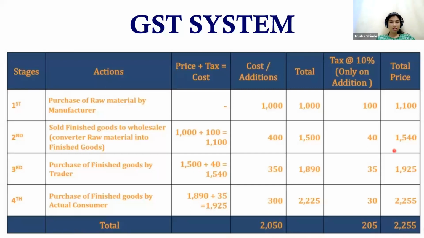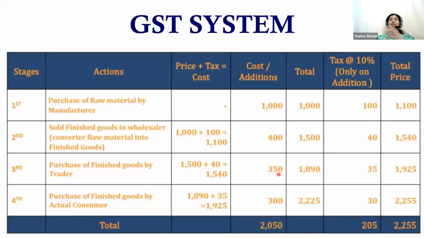That is your retailer. Now again, what is the cost for him? It is the price at which the wholesaler is selling, that is 1,540. Correct. Now he is adding his own transportation cost or his profits to it, that is 350. And now he is willing to sell at 1,890. Now for him, the cost addition is 350.